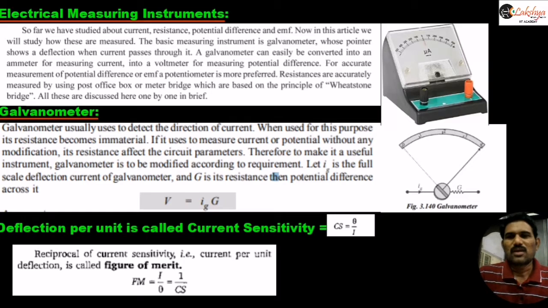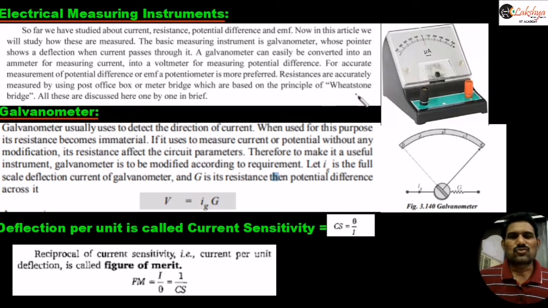In this, the basic one we know is the galvanometer. The galvanometer is a basic instrument which has many applications, like it can be converted into an ammeter and it can be converted into a voltmeter. This galvanometer is basically used to find the direction of the current, and when you are using it for the direction of the current, whatever the resistance it has, it doesn't matter. And if it is used to measure the current, then its resistance will play a role there.